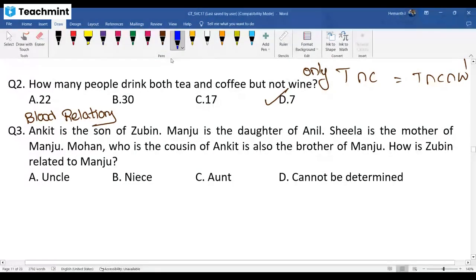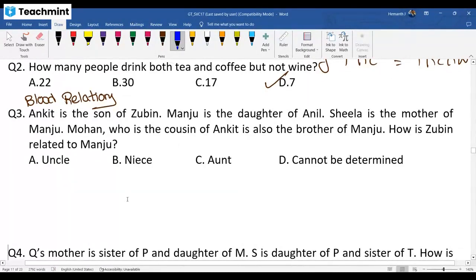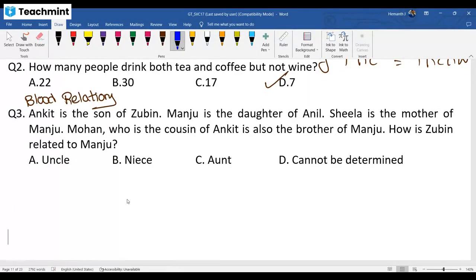Here, what they have given: Ankit is the son of Jubin, Manju is the daughter of Anil, Sheila is the mother of Manju, who is the cousin of Ankit. See, you have to read the sentence clearly. When there is the word who, this is related to Mohan. Mohan is cousin of Ankit, and Mohan is brother of Manju as well.